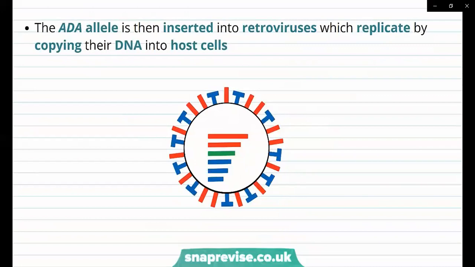What we need to do then is get this into the individual who has the disease. So the first thing we do is the ADA allele is inserted into retroviruses, and retroviruses replicate by copying their DNA into the host cells.